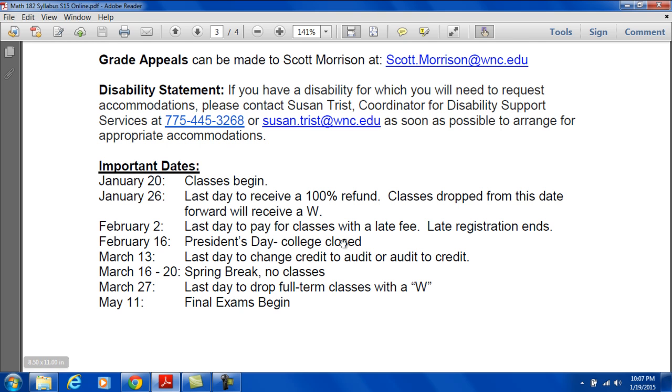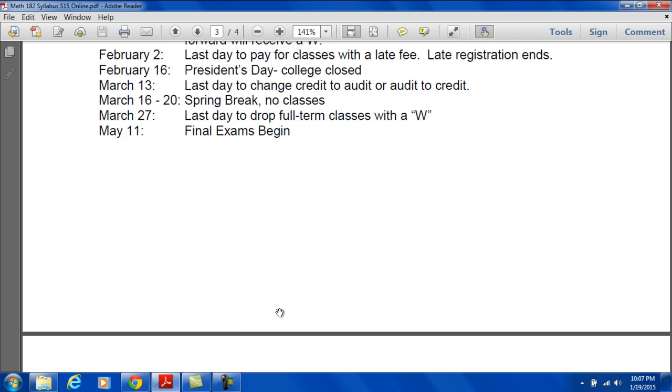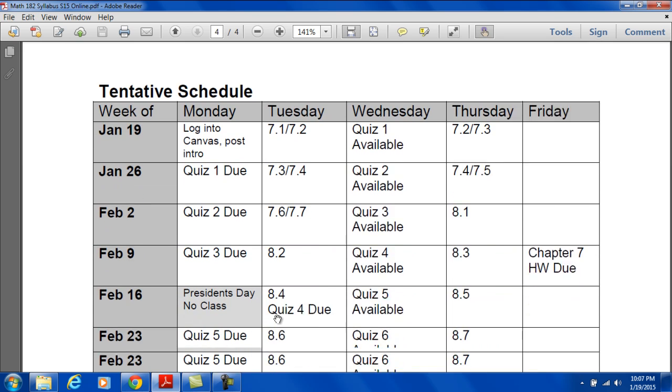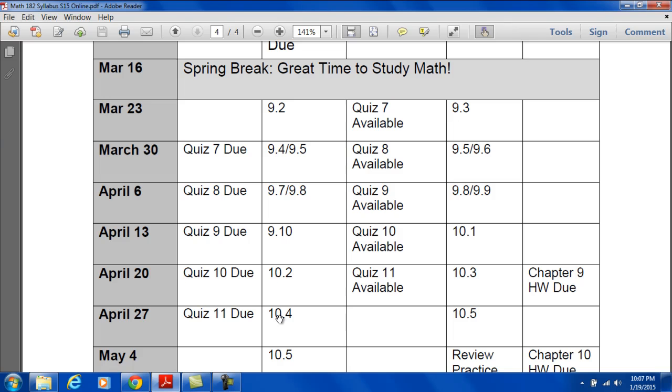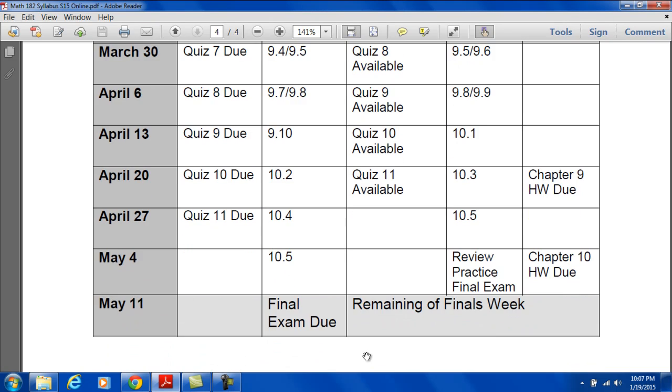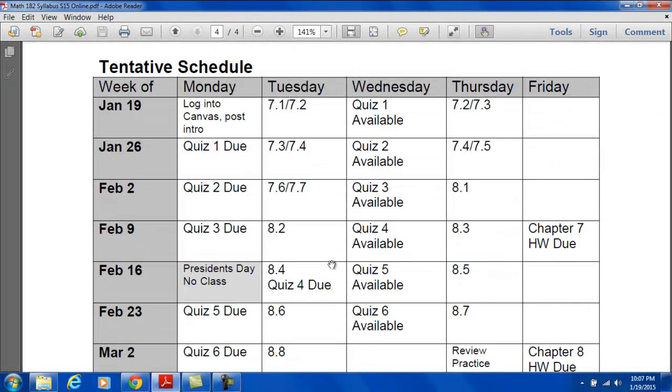There's a list of important dates. And here's our schedule for the class. Now, I list the sections I intend to cover on those dates. On Tuesday, Thursday, because that's when the lecture capture class meets, and it meets in Fallon. But again, it's broadcast, so you can watch it live or you can watch it recorded.